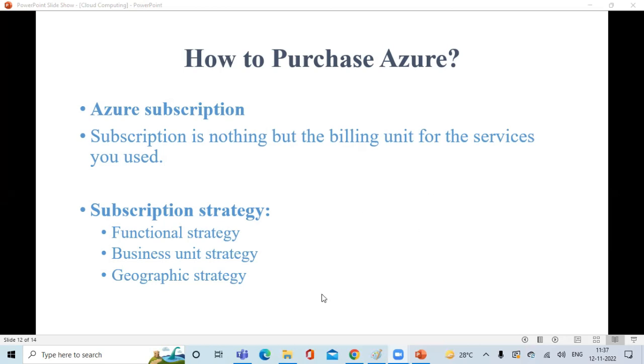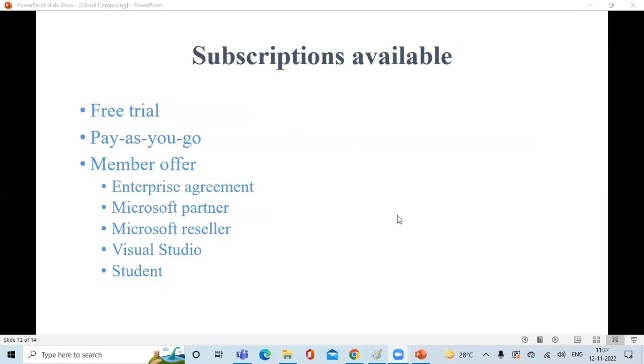Then I will create different subscriptions for different areas. So this is the geography strategy. Like that, you can add multiple subscriptions inside one portal.